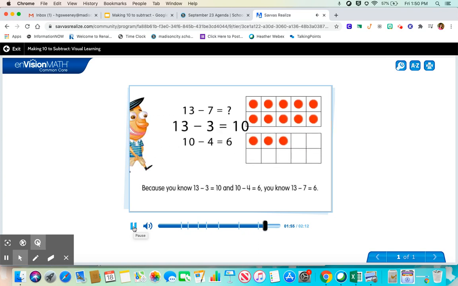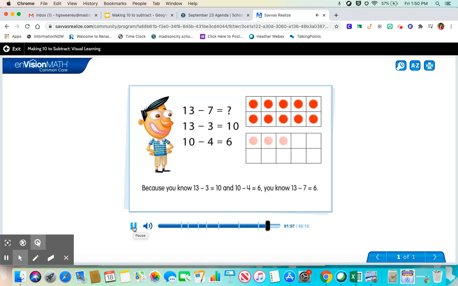Because you know 13 minus 3 equals 10, and 10 minus 4 equals 6, you know 13 minus 7 equals 6.